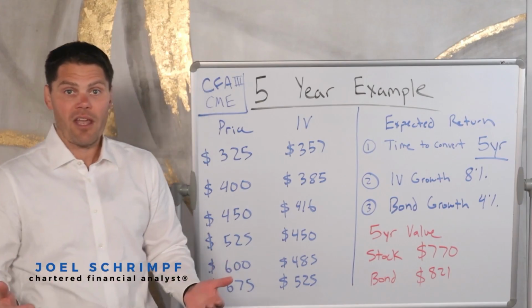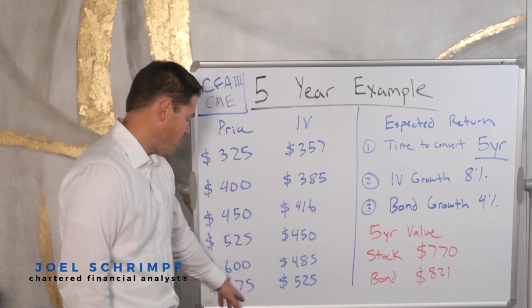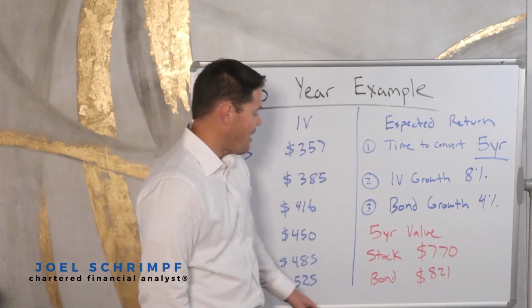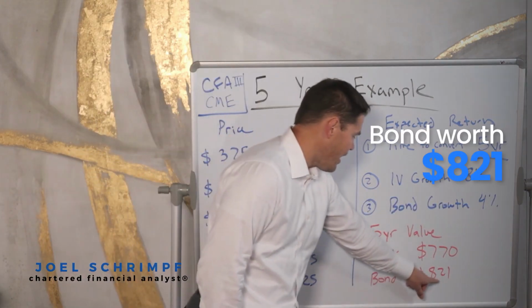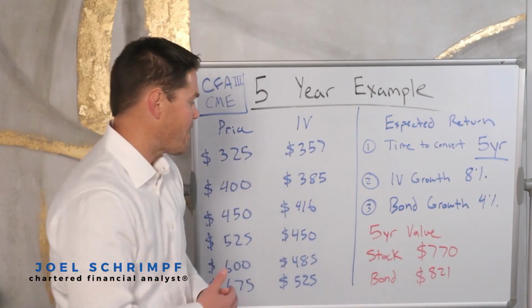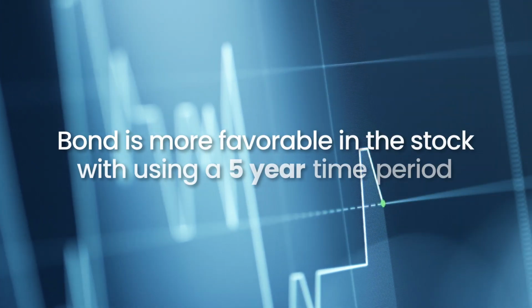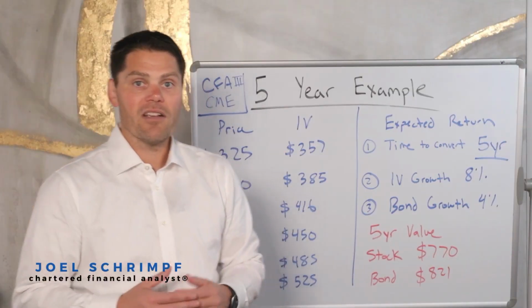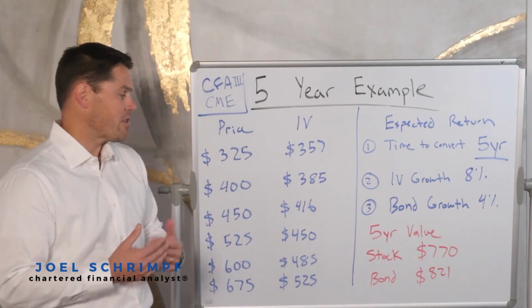I could take some gain from my stock at the price point of 675. And if I'm going to get 4% on my bond in 5 years, that 675 is going to be worth 820. So in this particular case, if you're forecasting expected return, the bond is more favorable than the stock using a 5-year time period, simply because it took 5 years to convert back to its intrinsic value.